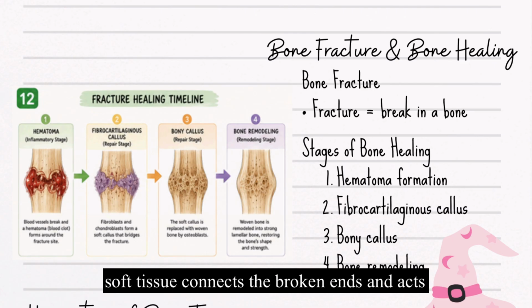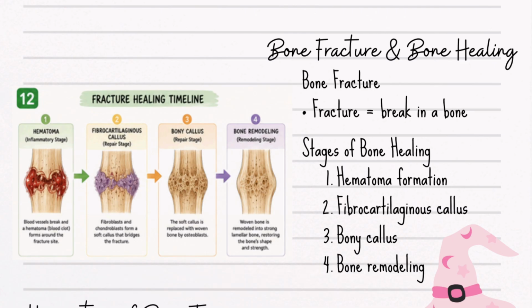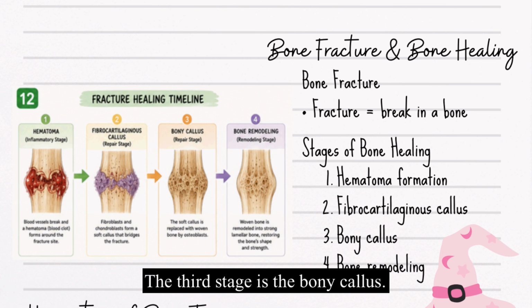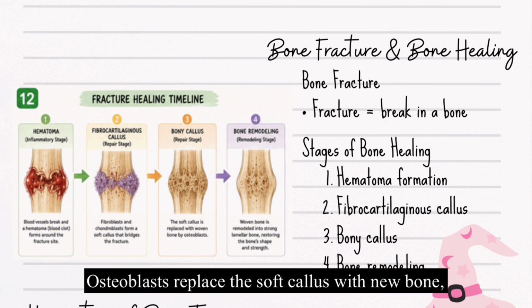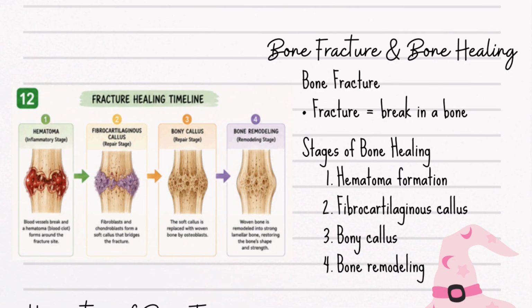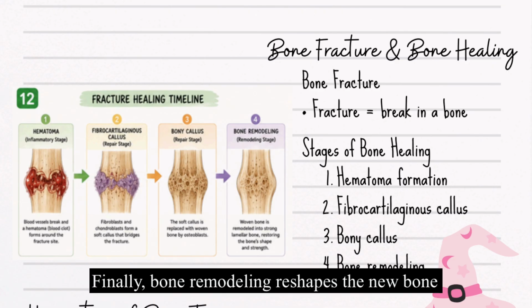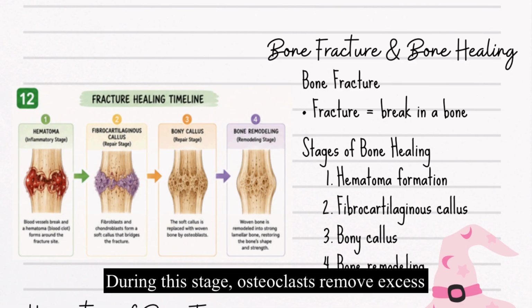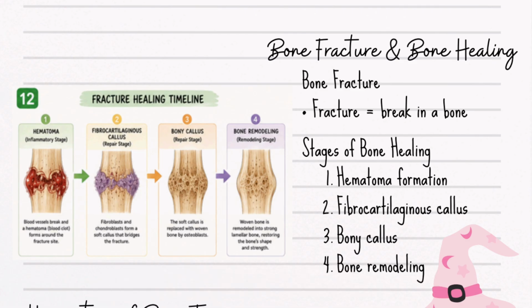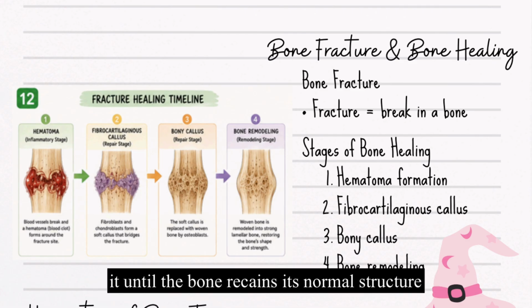This soft tissue connects the broken ends and acts as a temporary bridge. The third stage is the bony callus. Osteoblasts replace the soft callus with new bone, making the fracture stronger. Finally, bone remodeling reshapes the new bone. During this stage, osteoclasts remove excess bone while osteoblasts continue rebuilding it until the bone regains its normal structure.